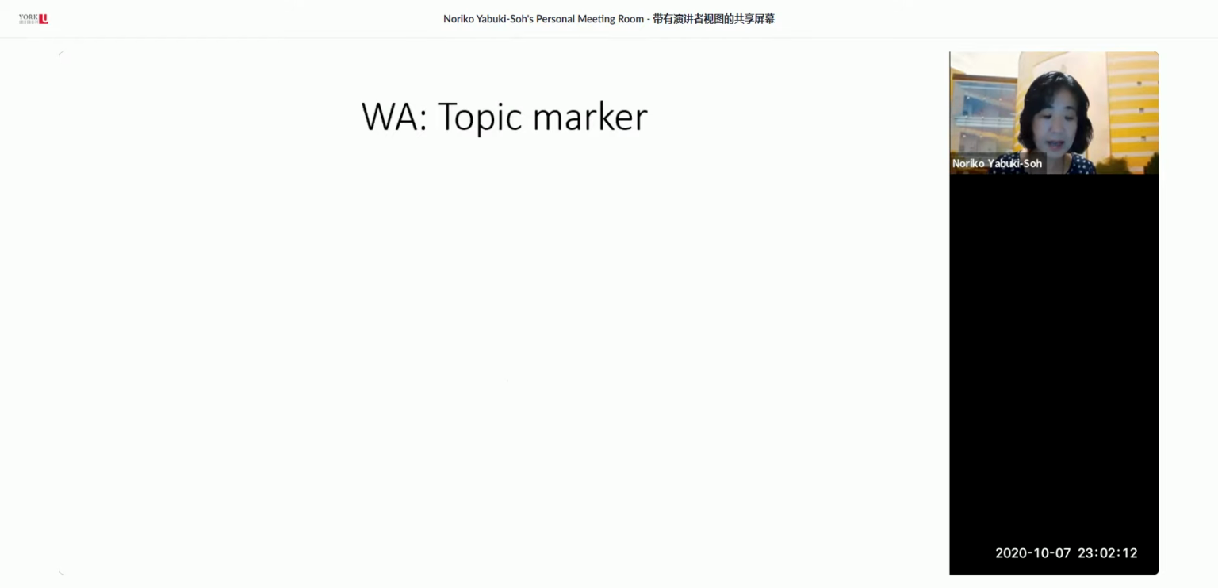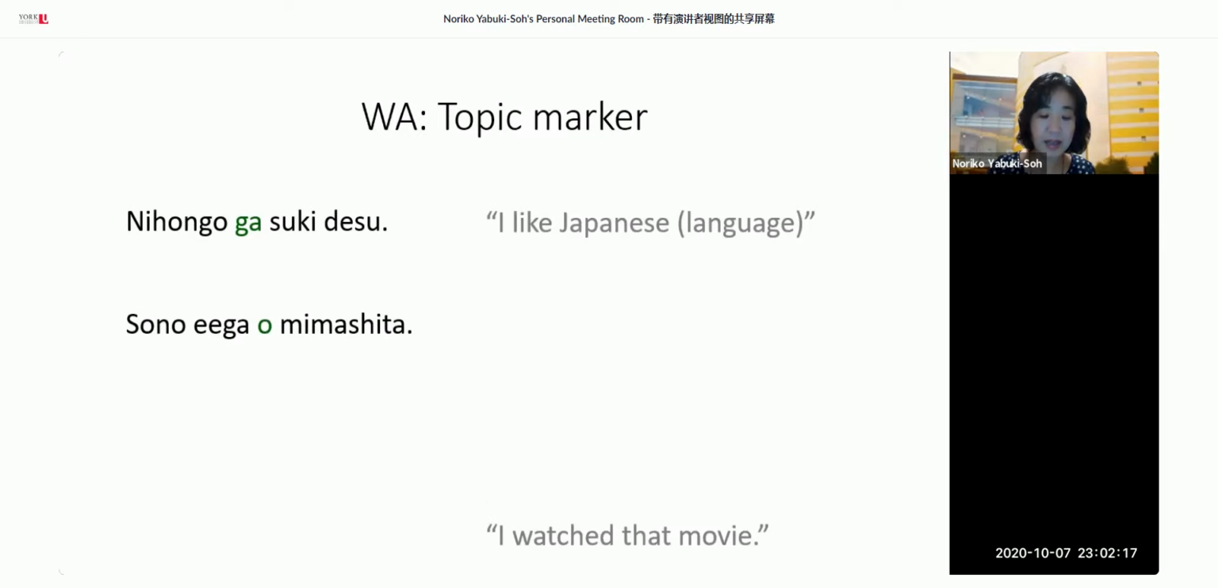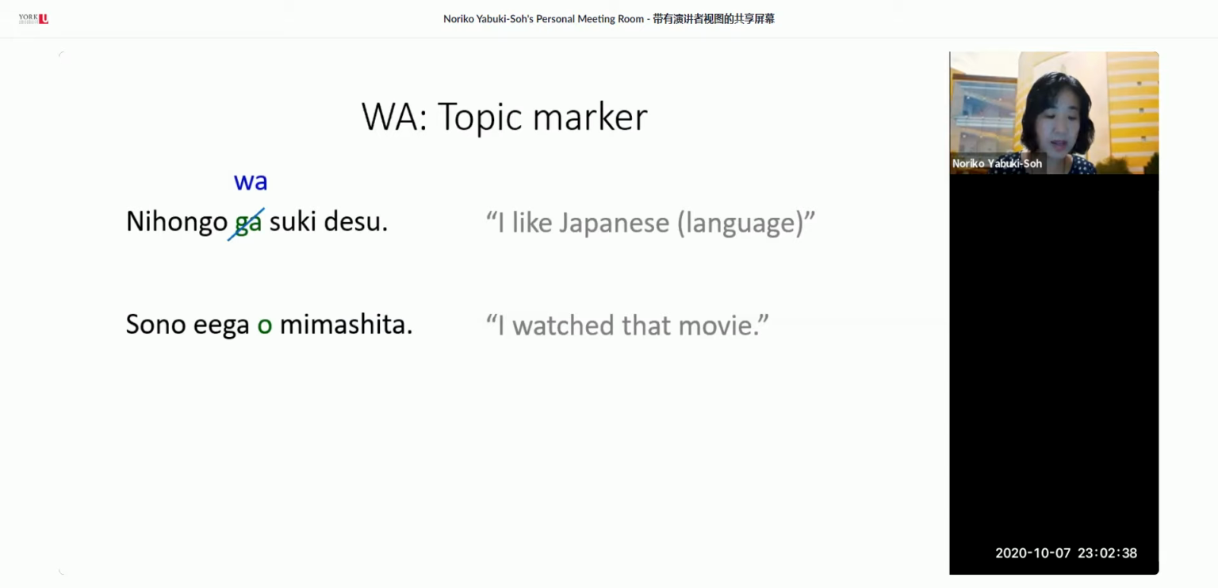Another thing is particle は replaces subject marker が and object marker を as in 日本語が好きです and その映画を見ました. If you want to topicalize 日本語 and say as for Japanese, は replaces が; they cannot coexist. If you want to single out その映画, that movie, and say as for that movie, は replaces the object marker を.